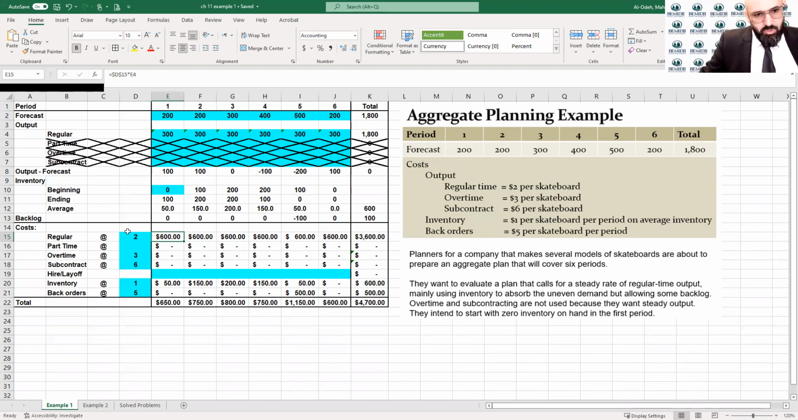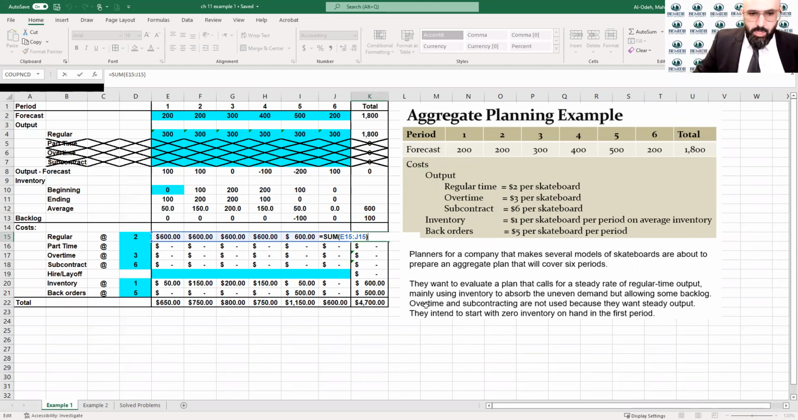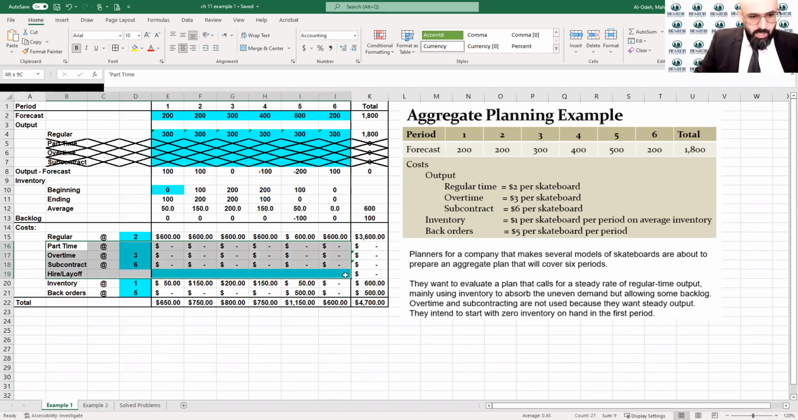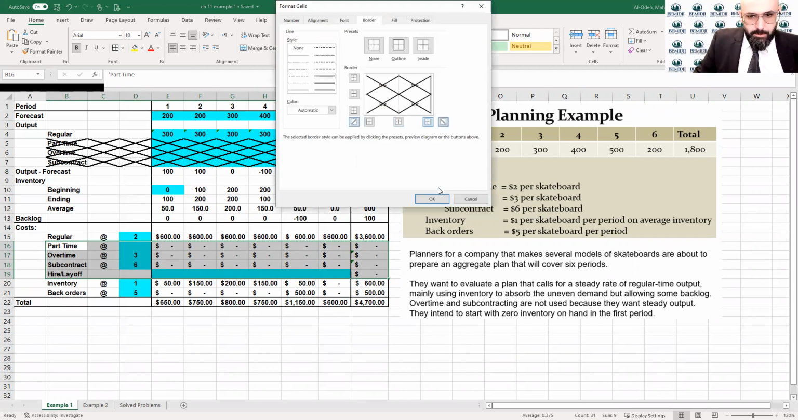Starting with the first row here, we have made 300 units. Each unit will cost $2. That would be 600. Same thing here, 600, and again 600 here, 600 here. It's basically the output times the regular price. Add these together, that will give you 3,600. Now we decided not to go with part-time, overtime, layoff, or hire. So we're not going to use them.